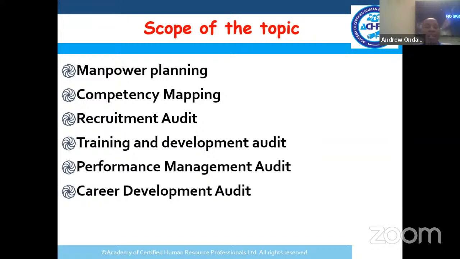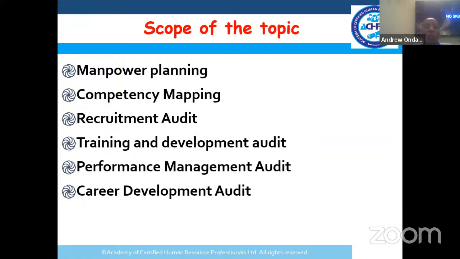The other element we are going to look at is the recruitment audit, where we are looking at the whole process of recruitment from need identification, advertising, shortlisting, interviewing, selection, appointment, induction, placement, and lastly, onboarding.